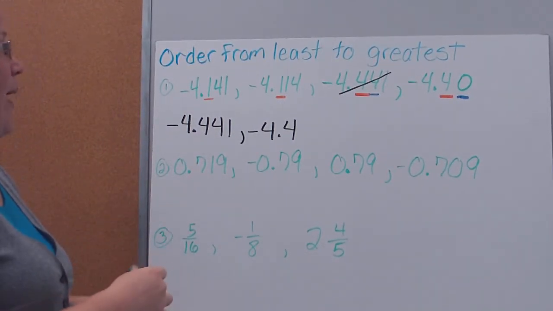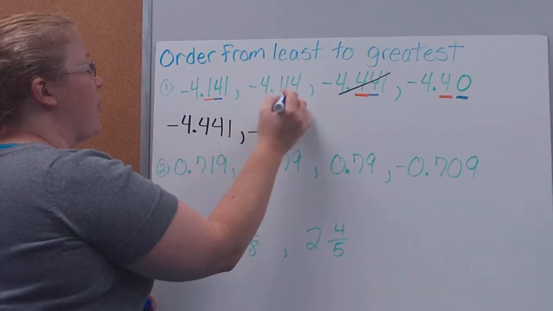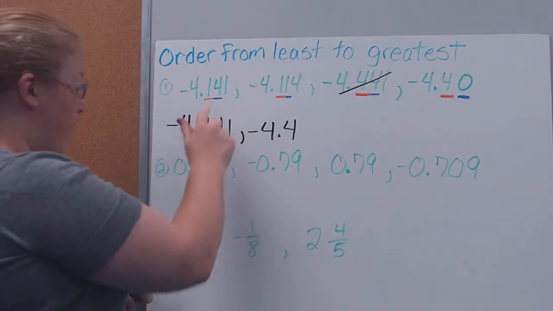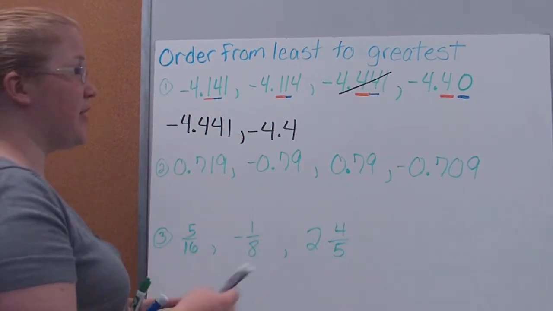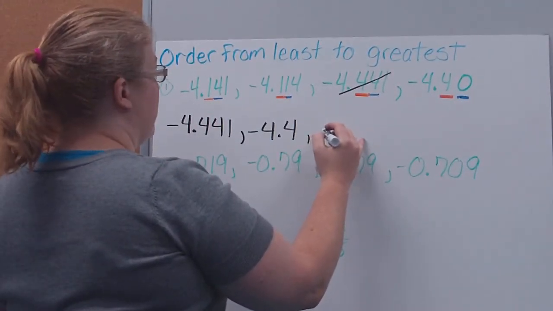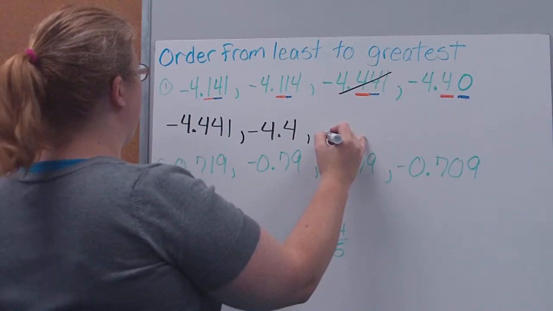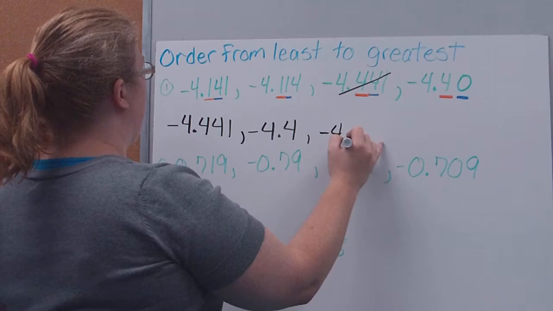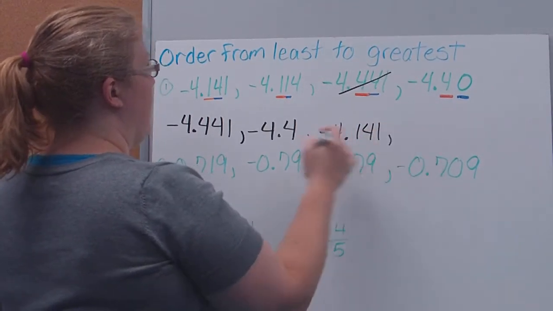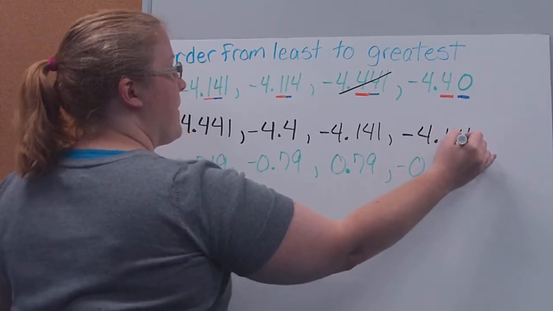All right, so now we want to go back and look at our other two because these both had 1 in their tenth spot. So let's look at what's in their hundredth spot. I have a 1 and I have a 4. 4 is the larger digit, which, of course, remembering that these are negative numbers, makes it a smaller value. So we want to put this up here. And then finally, we'll list our last one. There.